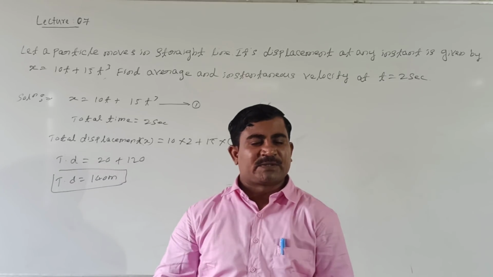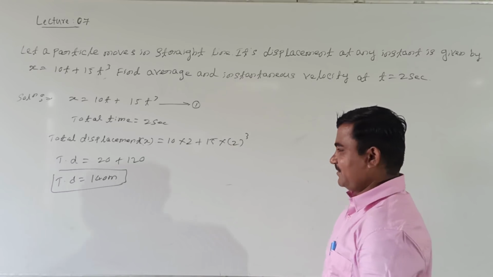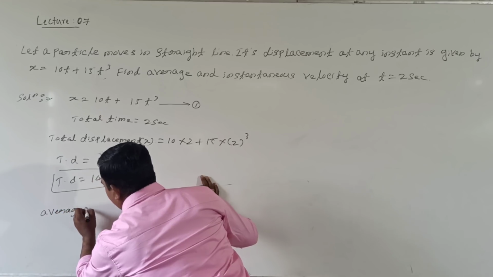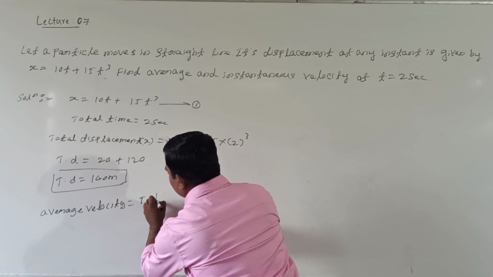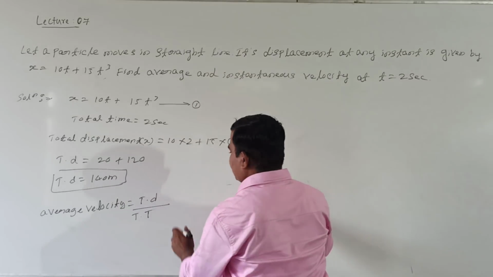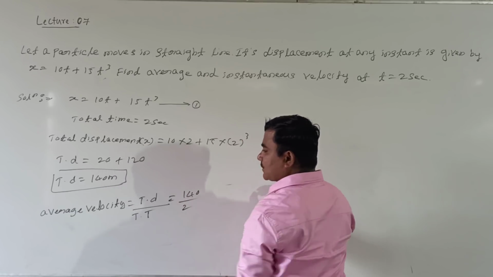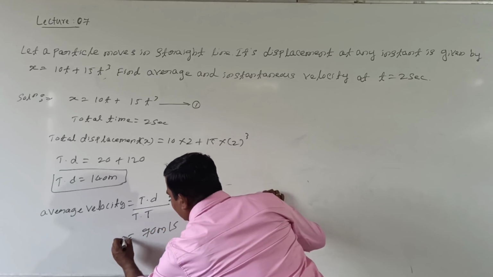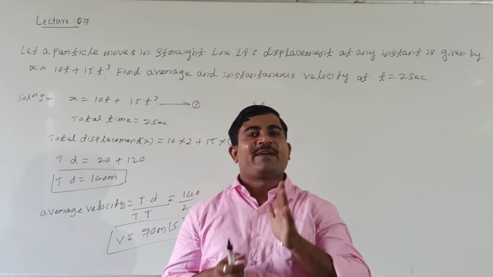Students, we know the average velocity formula. What is average velocity? Total displacement divided by total time. Right or wrong? See here, average velocity is total displacement divided by total time. Total displacement is 140, total time is 2. Then average velocity equal to 70 meter per second.